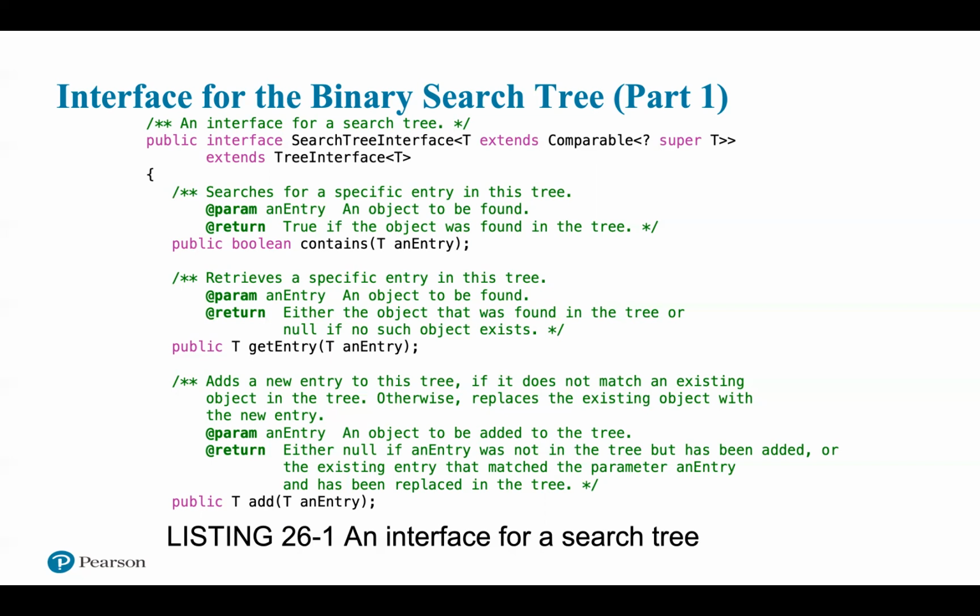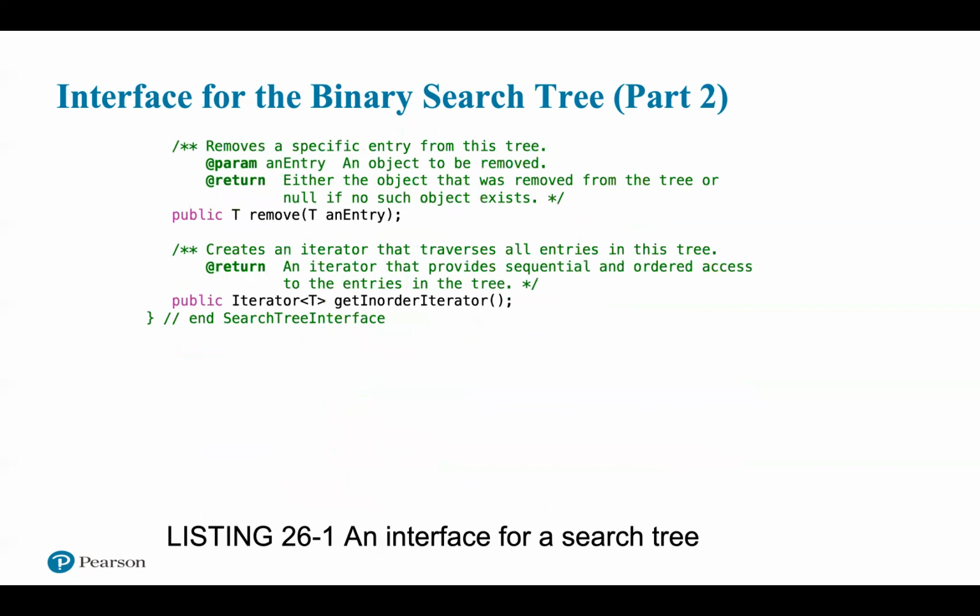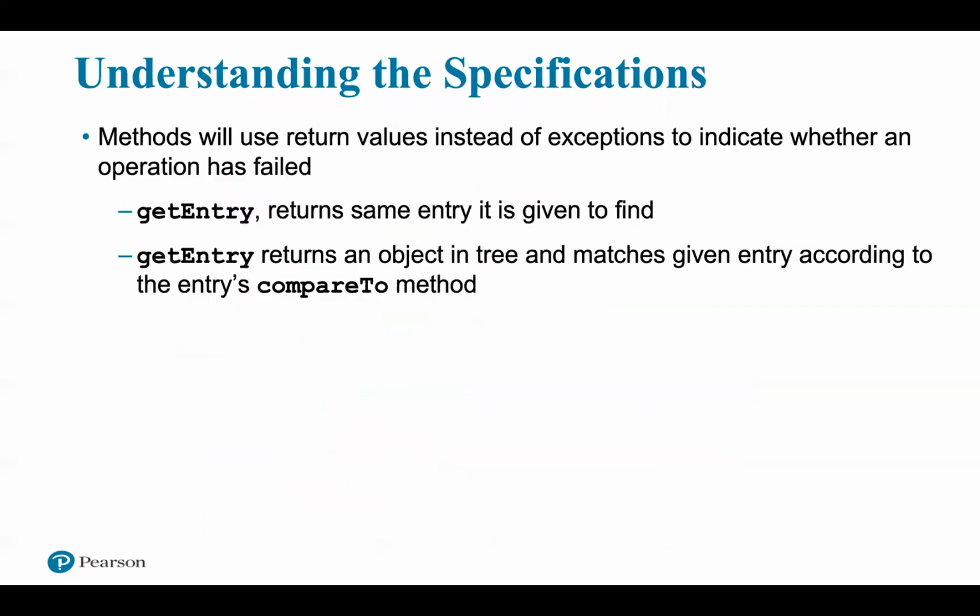Note that we do not allow null values in a search tree. Thus, methods can return null to indicate failure. To simplify our discussion, the entries in the search tree must be distinct. So this is just the second part of that listing. You can look that over as you would like.